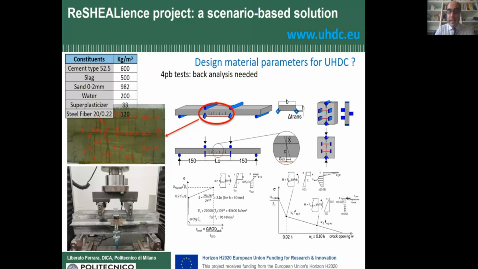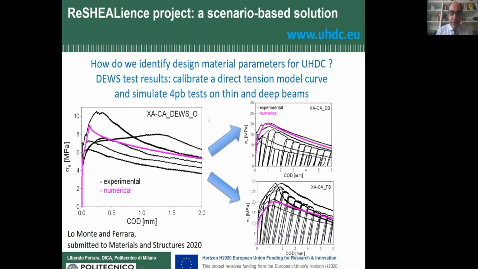We went through a back identification process like the one Professor Mubasher was talking before. So we checked the reliability of our identification procedure. You can see we had lower and upper bound depending on the geometry of the beam that we use, deep or shallow, because we have some effect of the fiber orientation depending on the thickness.